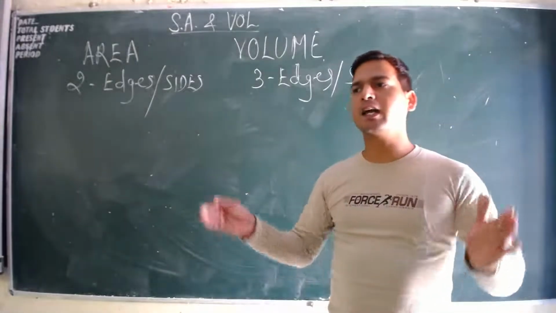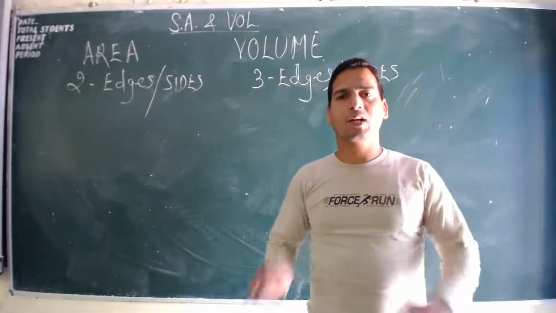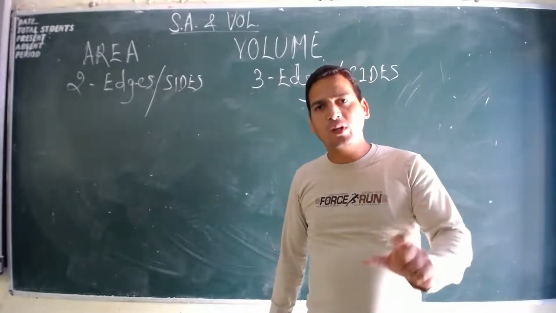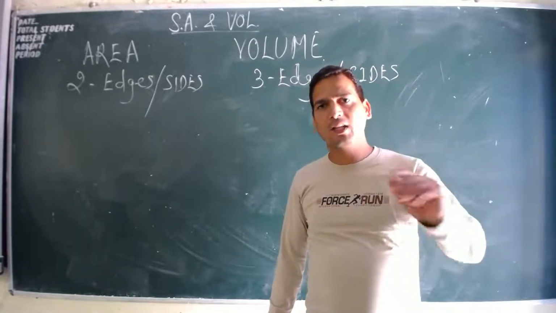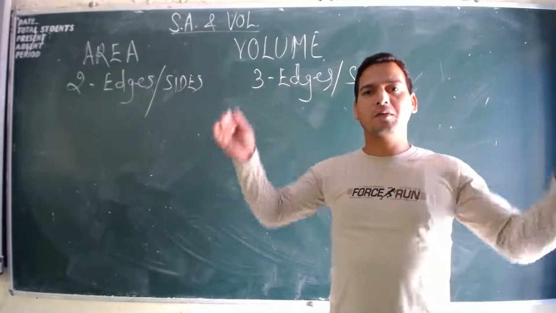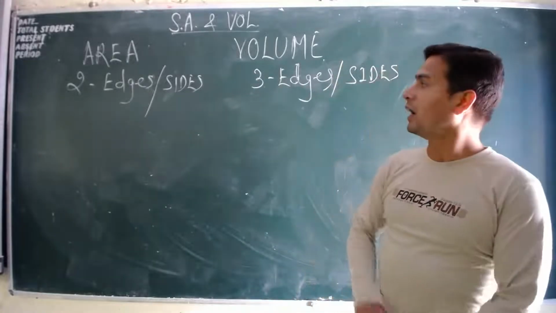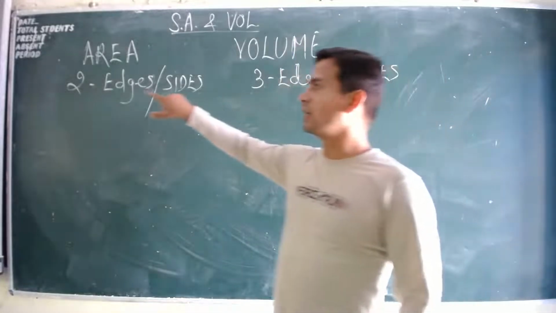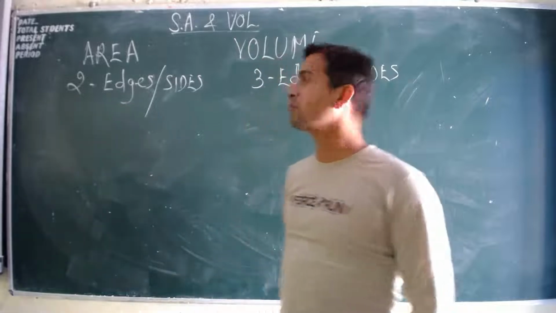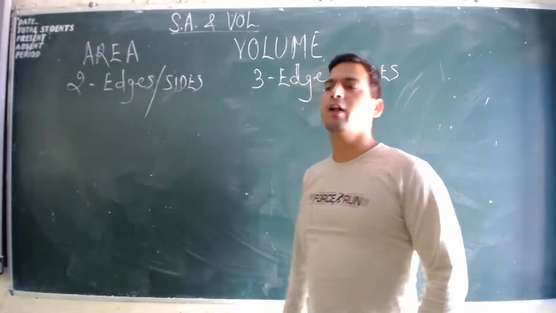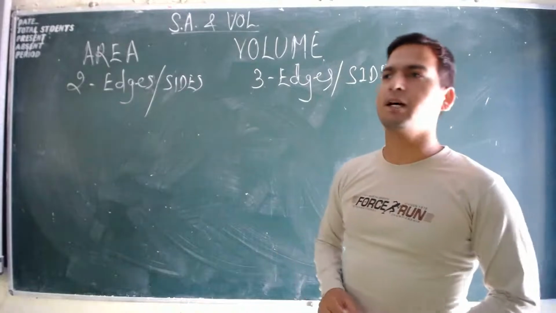Because 3D figures can cover space. A 2D figure can cover only a surface, but a 3D figure can cover space, and space gives you volume, while surface gives you area. So this is the basic condition of area and volume. Now let's have the examples.